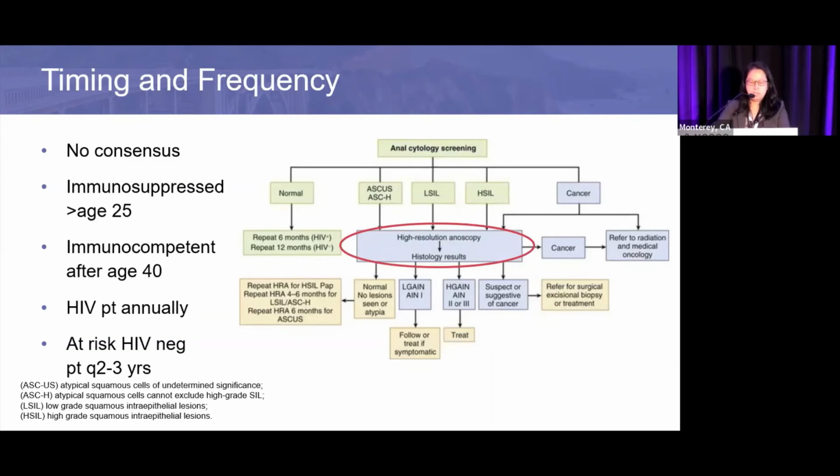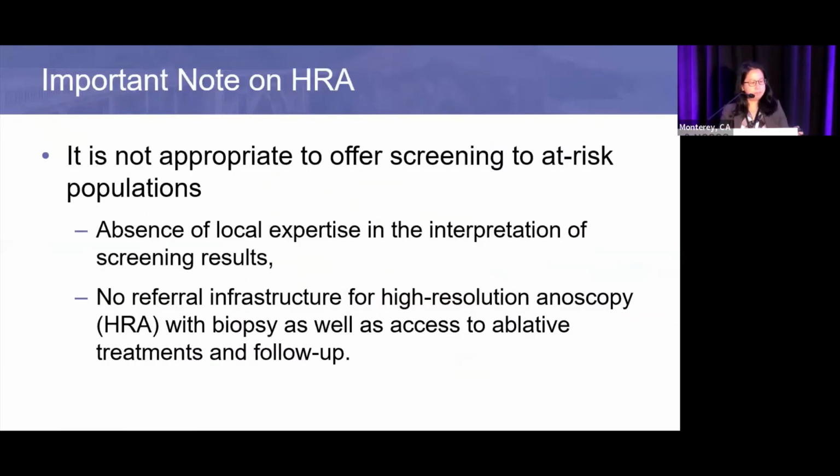So one of the suggestions is, if you're immunosuppressed, once you hit age 25 and above, we should actually think about starting screening. If you're immunocompetent and in this risk category, then maybe after age 40. If you have HIV, it's annually, and for an at-risk HIV negative patient, you should probably do it every 2 to 3 years. Generally, you start with a cytology, and then after cytology you can distinguish whether they're low grade or high grade, normal or abnormal. If they're abnormal, you should get a high resolution anoscopy.